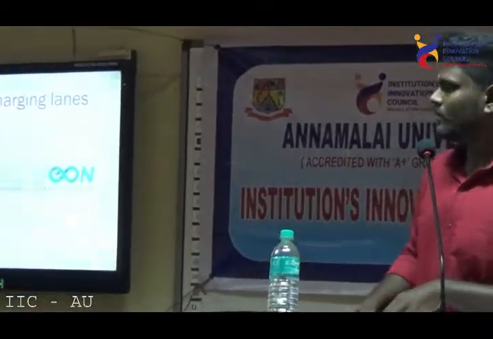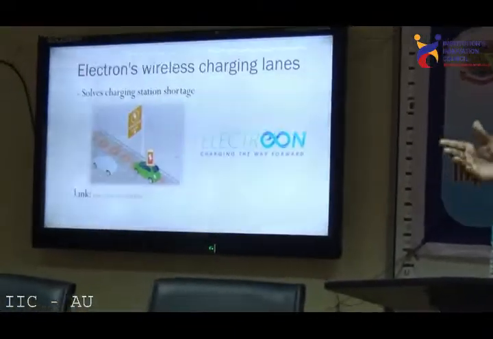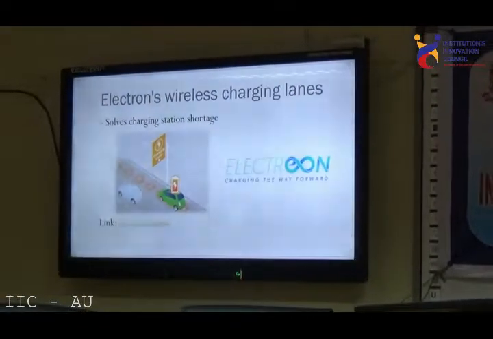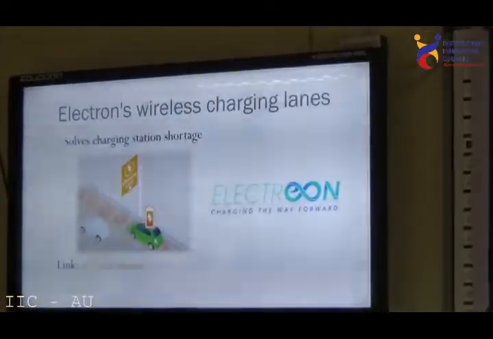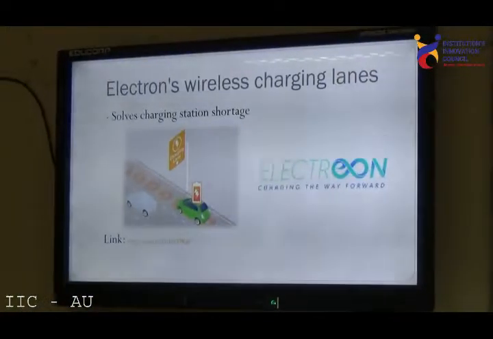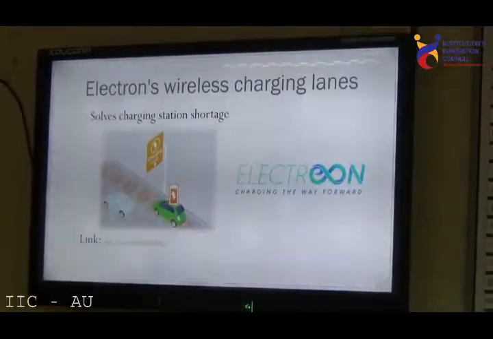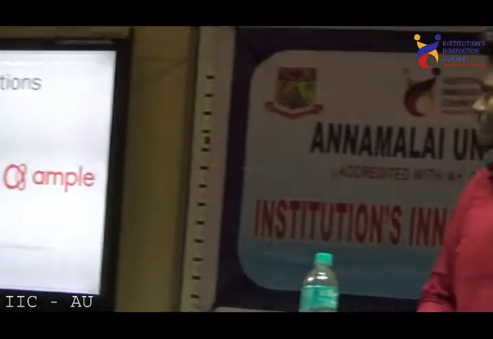The next one is Electreon wireless charging. There is a separate lane on a highway. Once you are traveling in the electron lane, your charge and your battery capacity and battery life will be increased by traveling in the same lane. So this is the problem statement, and this problem solution is what the company Electreon is doing. And this is the Ample battery swap system.